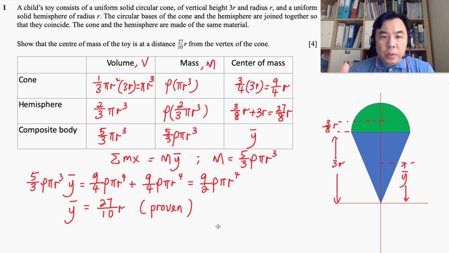Now next I'm going to present to you another way to actually evaluate the center of mass if we change our frame of reference, right? Stay tuned.